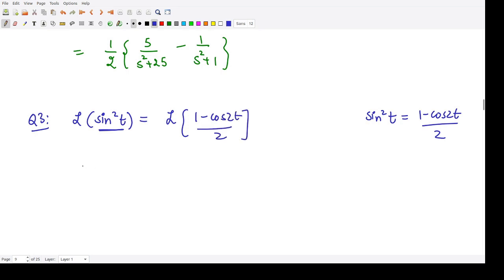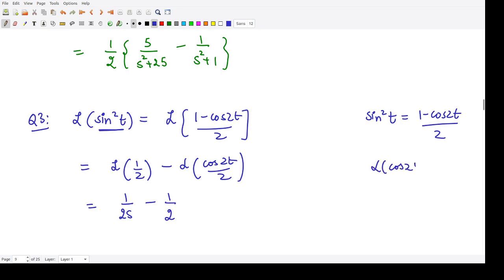Now because this is a linear operator, we can write this as the Laplace transform of 1 by 2 minus the Laplace transform of cos 2t divided by 2. What would be the Laplace transform of 1 by 2? It would be 1 by 2s, and then minus 1 by 2 as such, and then the Laplace transform of cos 2t would be s divided by s square plus 2 square. So it would be s divided by s square plus 4, since 2 square is 4. So this is the final answer that we were seeking.